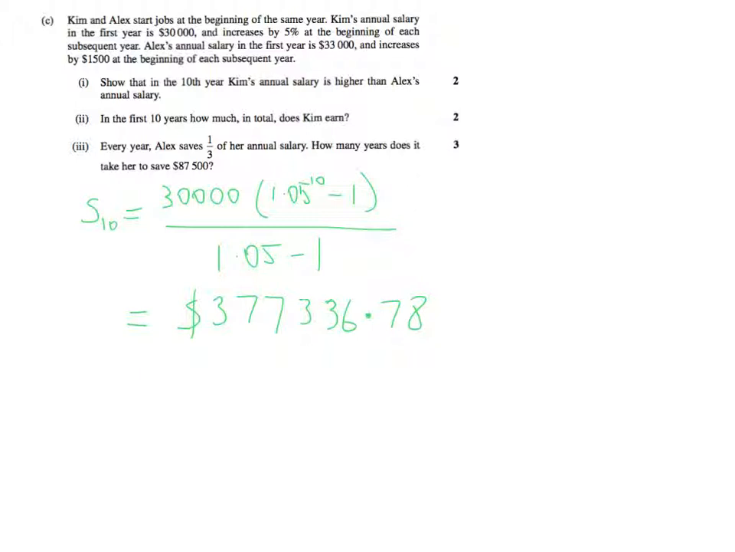Every year, Alex saves 1/3 of her annual salary. Well, it turns out Alex is a she, not a he. How many years does it take for her to save $87,500? Well, few ways we could do this.